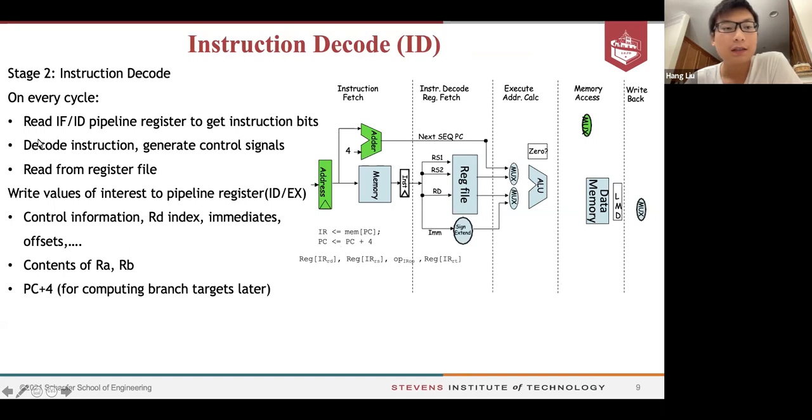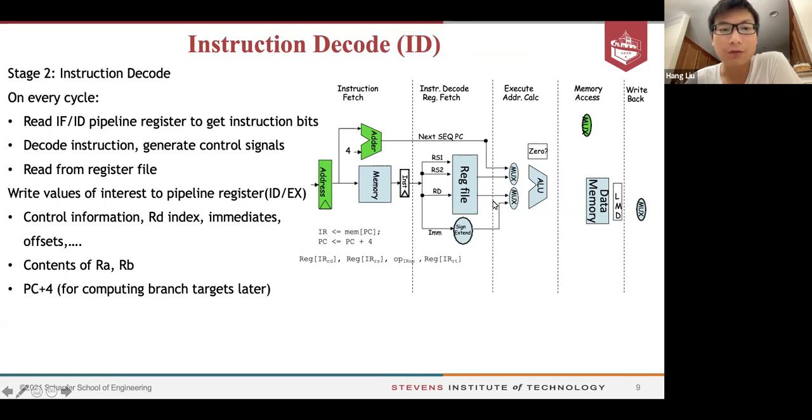Instruction decoding actually reads the instruction bit stream from the IF/ID pipeline register, like from here, to get the instruction bits.